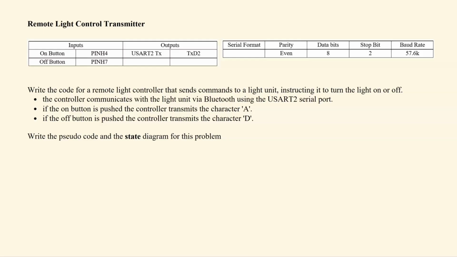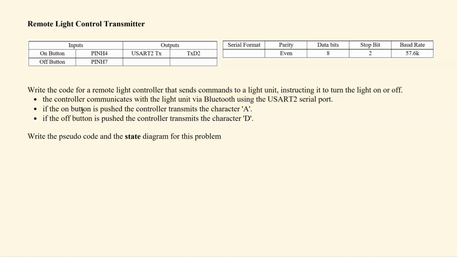You are to write the C code for the remote-like controller transmitter. It's one we've done before, but in this case we want to do pseudocode and a state diagram. So the light controller sends commands to a light unit, instructing the light unit to turn the light on or off. The controller communicates with the light unit via Bluetooth using the USART 2 serial port.